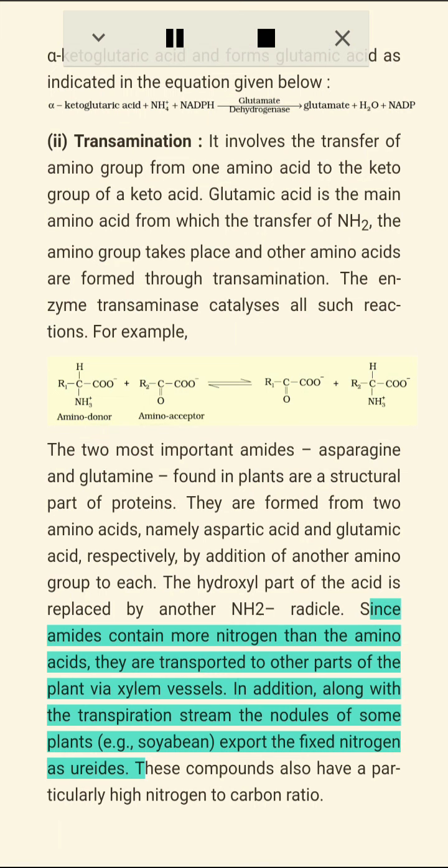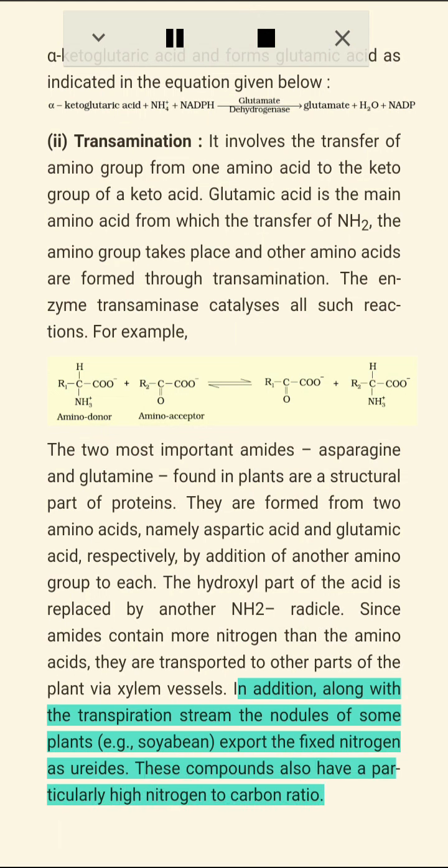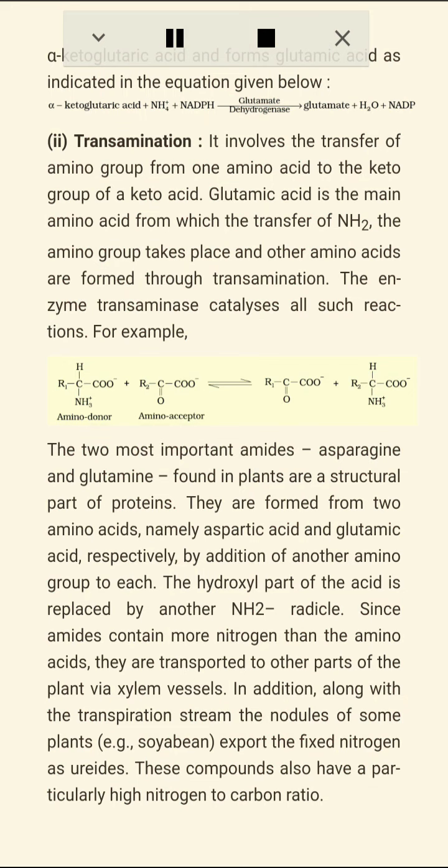Since amides contain more nitrogen than the amino acids, they are transported to other parts of the plant via xylem vessels along with the transpiration stream. In addition, the nodules of some plants, e.g., soybean, export the fixed nitrogen as ureides. These compounds also have a particularly high nitrogen to carbon ratio.